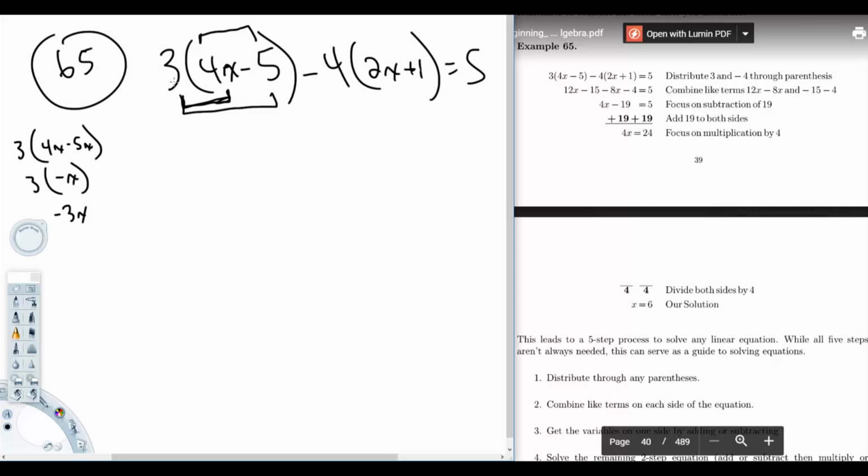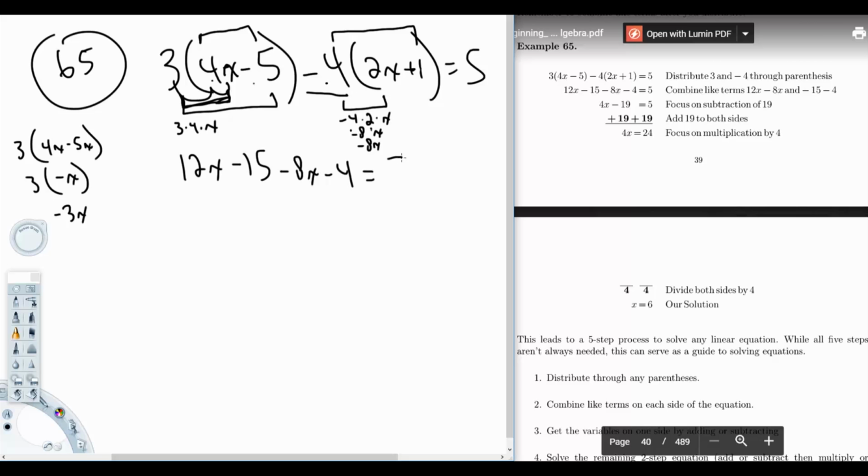3 times 4 times x is 12x. 3 times negative 5 is minus 15. Done. We look to the left of the number to find the sign. We have a negative 4. We have negative 4 times 2x, and then negative 4 times positive 1. Minus 4 times 2 is minus 8, times x, that's minus 8x. Minus 4 times positive 1 equals minus 4, equals 5. We've got the first line done.